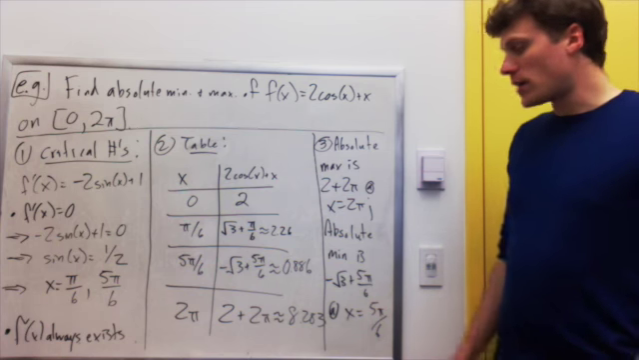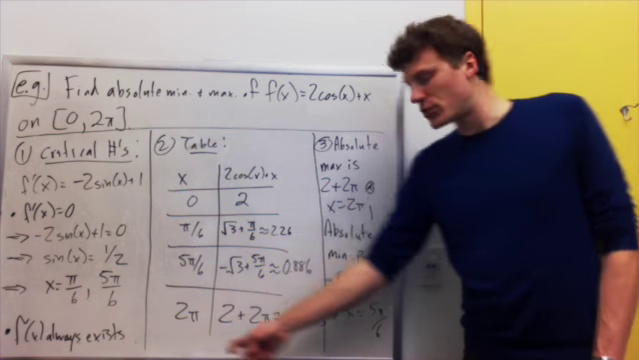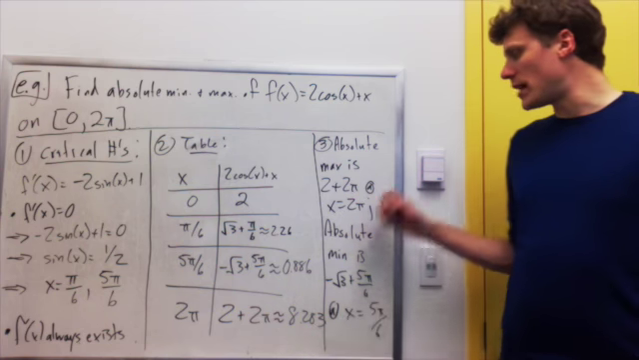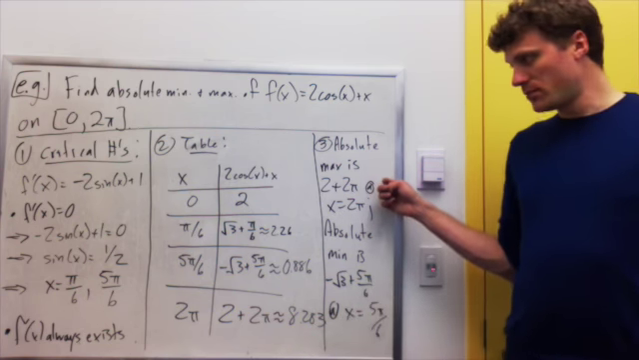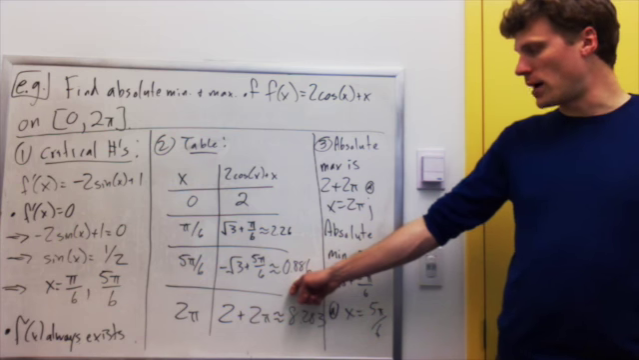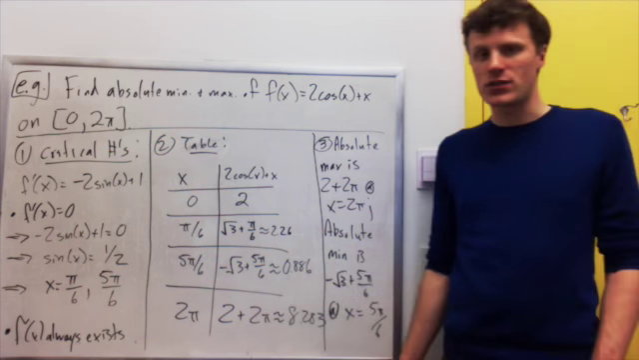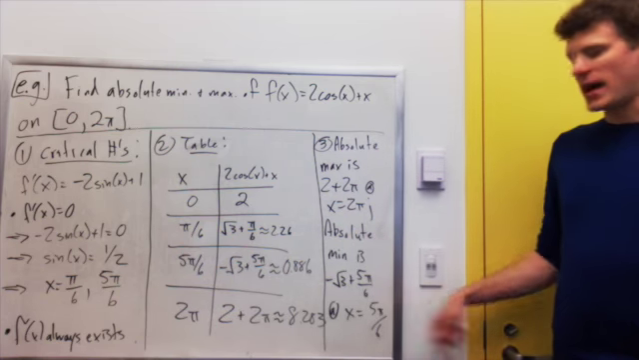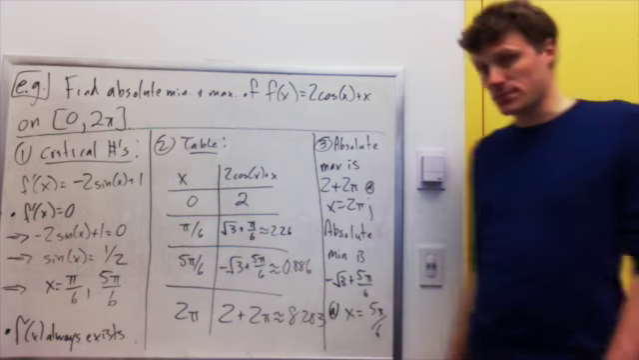So the biggest value I see occurs when x is equal to 2 pi, which is 2 plus 2 pi, about 8.283. That is my absolute maximum. And the smallest value I see is negative root 3 plus 5 pi over 6, which is about 0.886. That occurs at 5 pi over 6. So our minimum is that at 5 pi over 6.